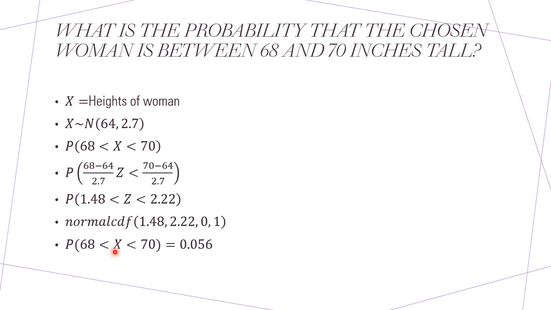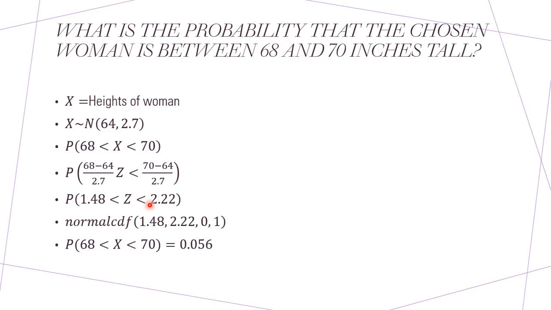So for this one, we're looking at the range from 68 to 70. Same normal distribution, same variable here of the height of the women. Our z value is going to be from 68 minus 64 all over 2.7, and then the upper side would be 70 minus 64 over 2.7. Those z values are found as 1.48 and 2.22.